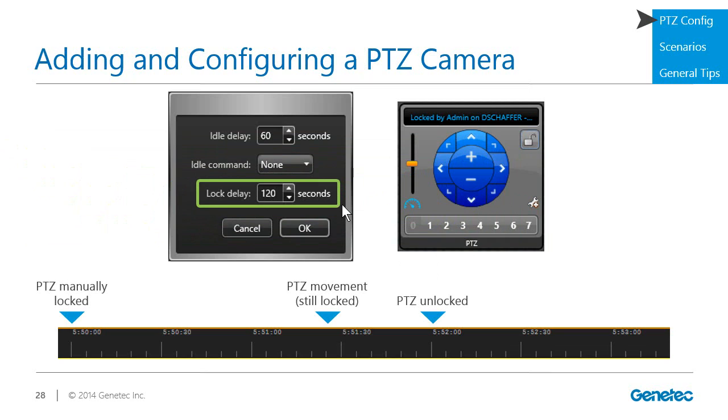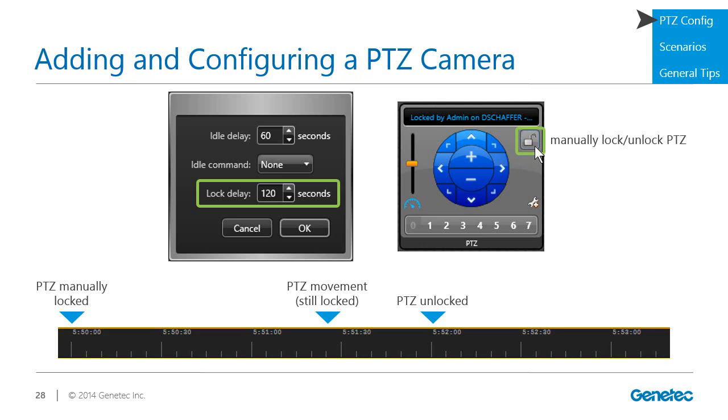Now, we also have a lock delay value here. In the PTZ widget, there's a button to lock the PTZ for use by the current user. The PTZ will stay locked for the lock delay value no matter what the idle time is set to. Now, in case this is too long and the user wants to release control before this timeout expires, the lock button changes to a manual unlock button in the PTZ widget. This is what we have showing now, the unlock button here.